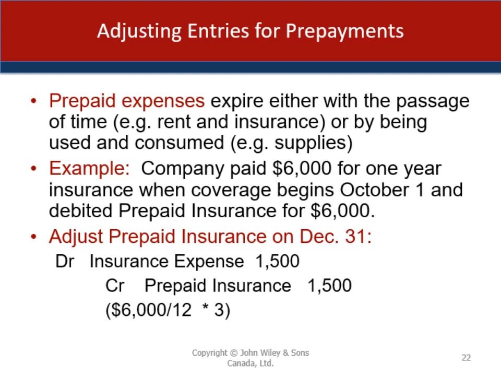And so 6,000 divided by 12 would be, would that be 500 per month? So 500 times 3, we would reduce the amount of prepaid insurance because the asset no longer exists, and we would record insurance expense, which reflects the fact that we're matching the cost of insurance coverage against the revenue earned during this period.